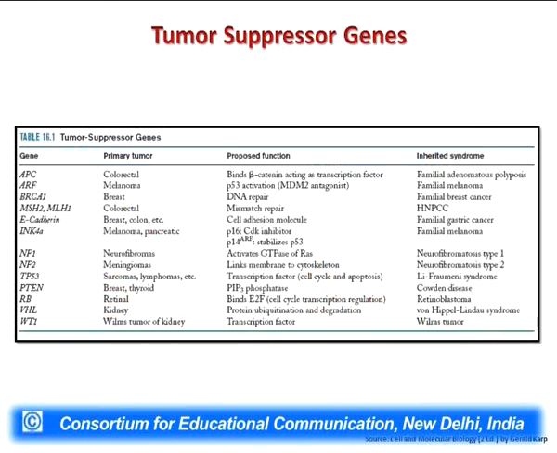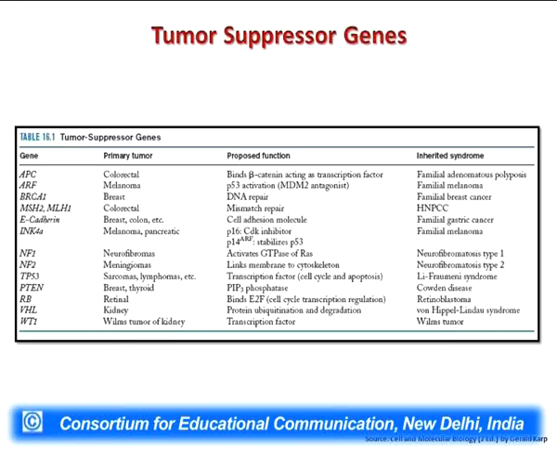Now there are different tumor suppressor genes which have been found, which are the APC tumor suppressor gene, which is present in colorectal cancer, the ARF tumor suppressor gene, which has been found in melanoma, and BRCA1, which is found in breast cancer. Then there is TP53, which has been found as a transcription factor, and the mutation of this tumor suppressor gene has been found in a number of cancers: sarcomas, lymphomas, lung cancer, kidney cancer.